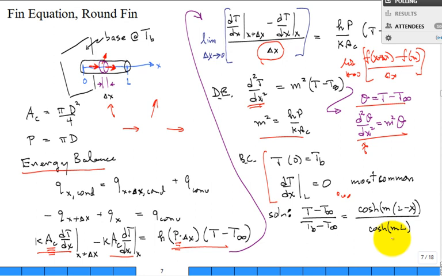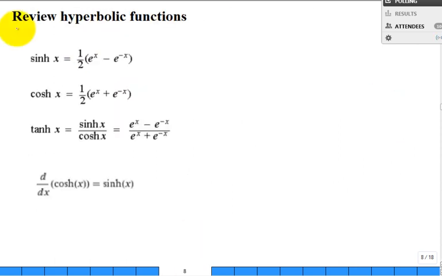So now you say, it's been so long, I need a review. Well, here's your quick review. This is the definition of the hyperbolic cosine. Does it look familiar?